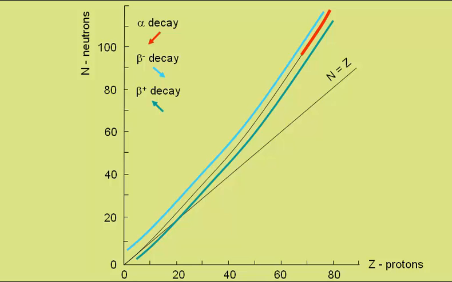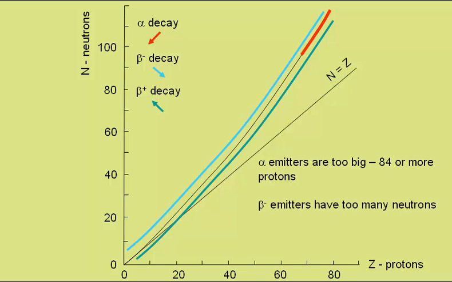So you see, by undergoing alpha or beta decay, isotopes are moving closer to a position of stability. Another way of looking at this is to say that alpha emitters are simply too big. They have 84 or more protons. Beta minus emitters have too many neutrons. And beta plus emitters have too many protons.